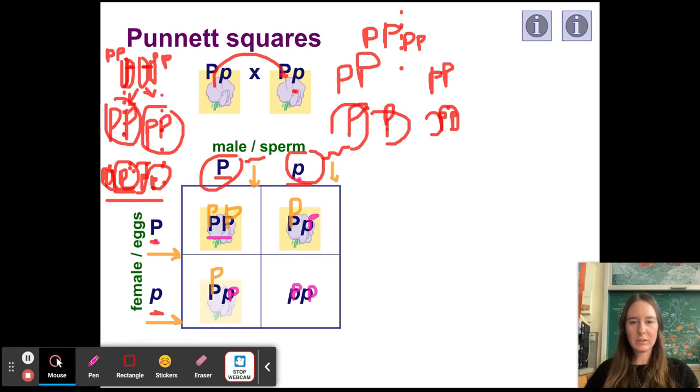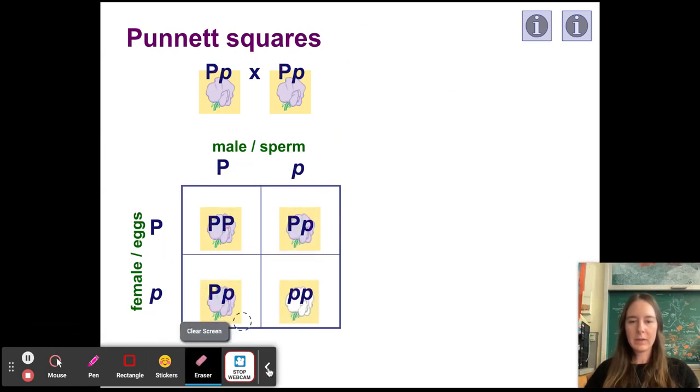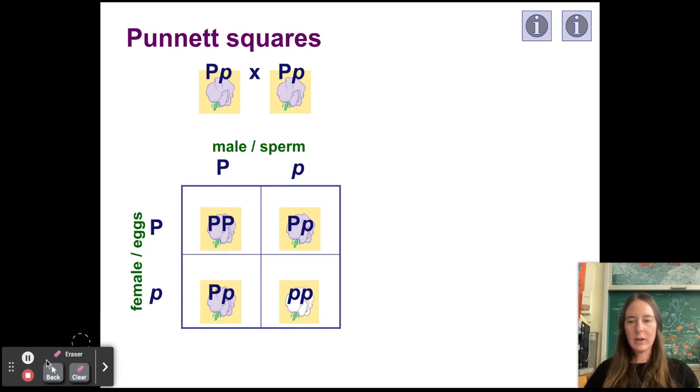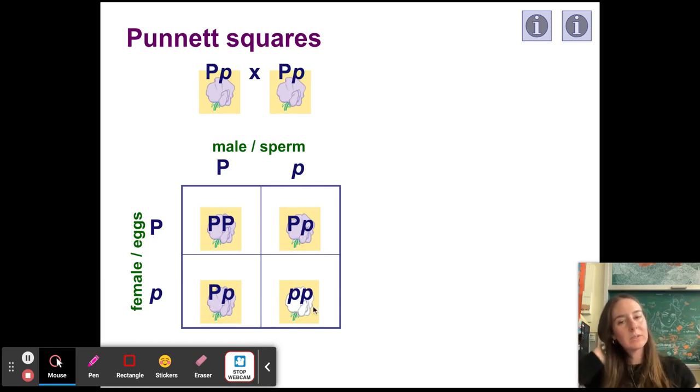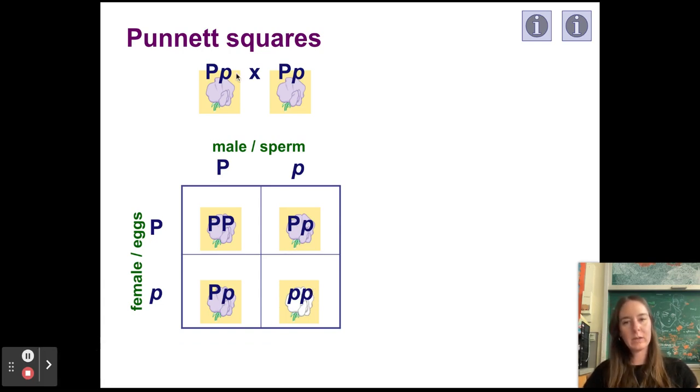So then it's just filling in. Let me erase this. Clear screen. Okay. So again, this is what we find. Our genotype is homozygous dominant, and our phenotype is purple. Our genotype is heterozygous, and our phenotype is purple. Our genotype is heterozygous, and our phenotype is purple. Our genotype is homozygous recessive, and our phenotype is white. So yes, you can have two purple flowers, and some of them can be white.